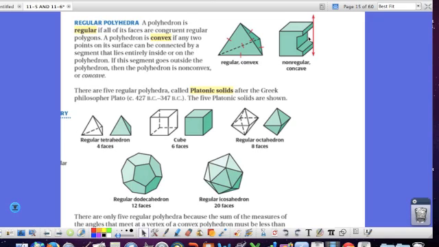So as we talked about in class, it almost looks like it's tipped inwards. This is a regular convex polyhedron, and you can see all of these edges are marked congruent. This one is non-regular and it's concave.